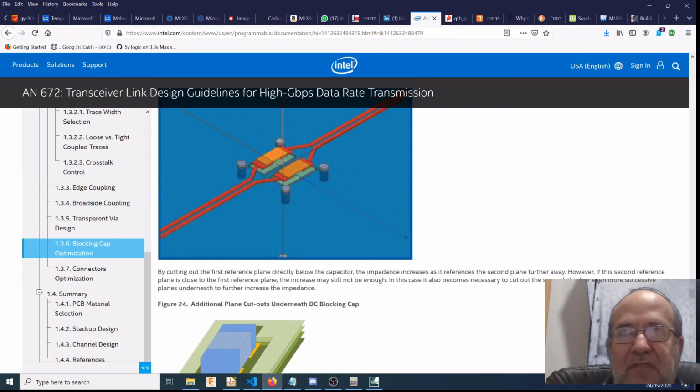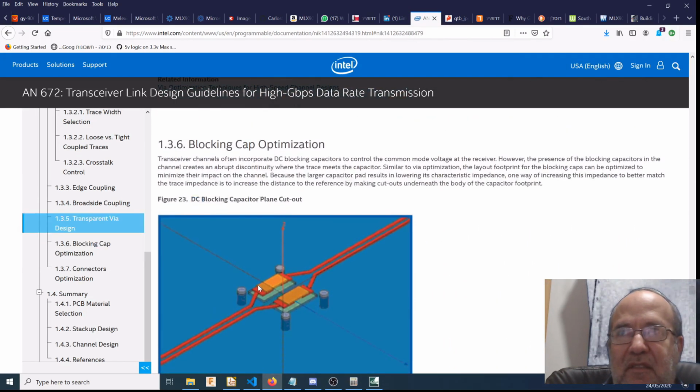Besides the point of blocking capacitors, it was all known to me.